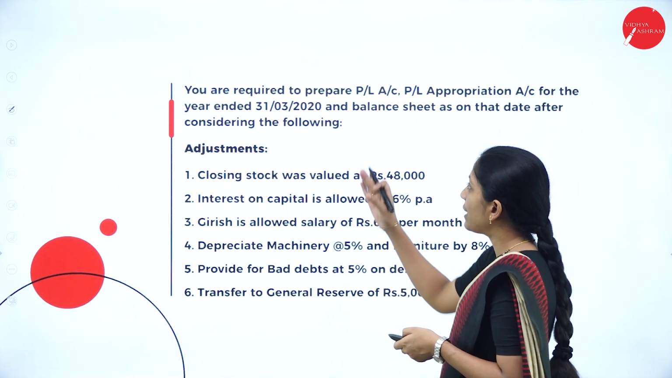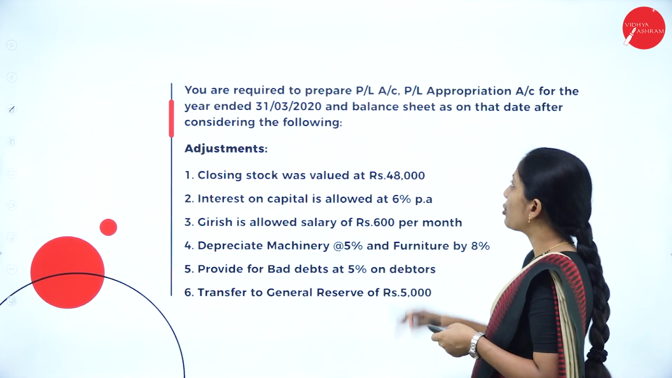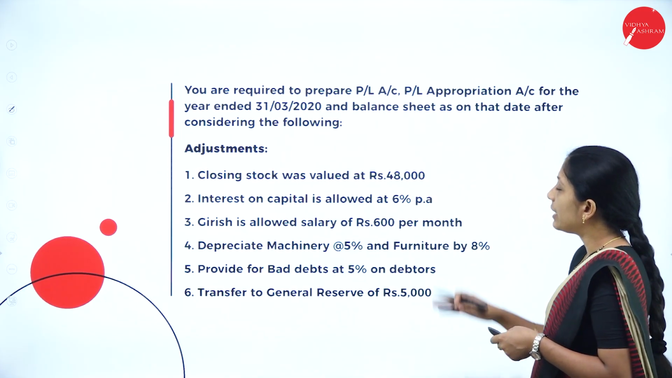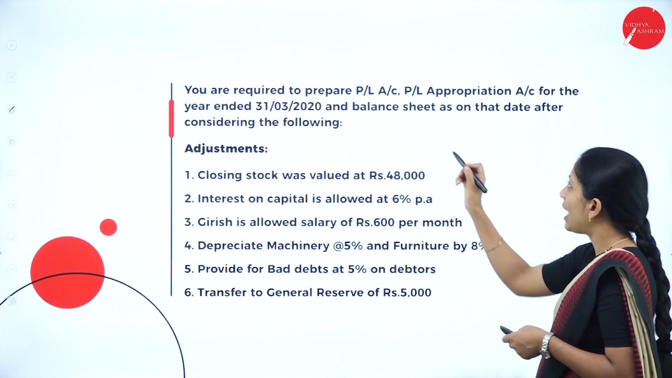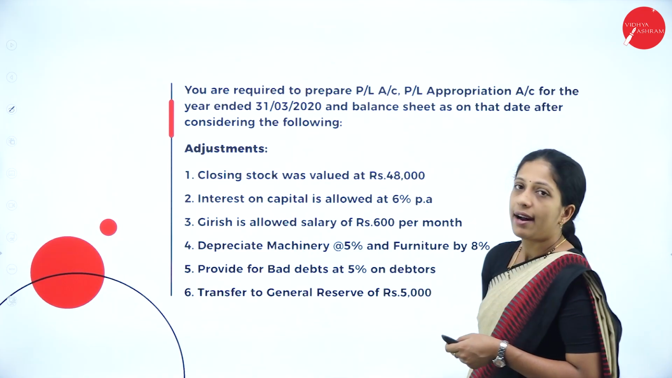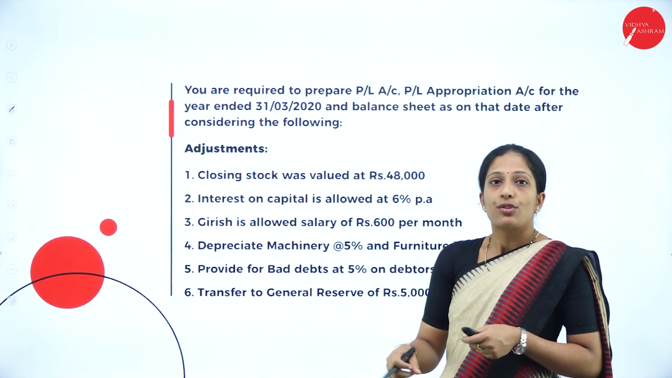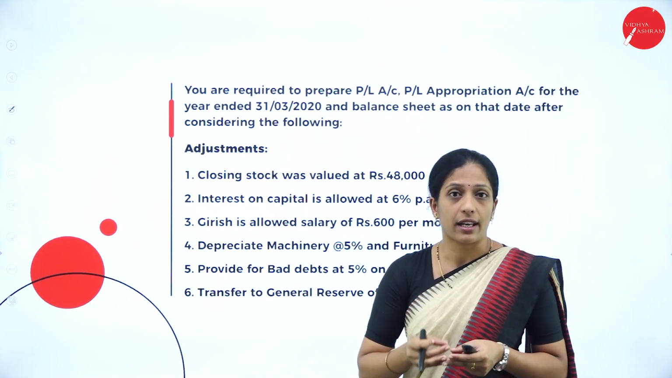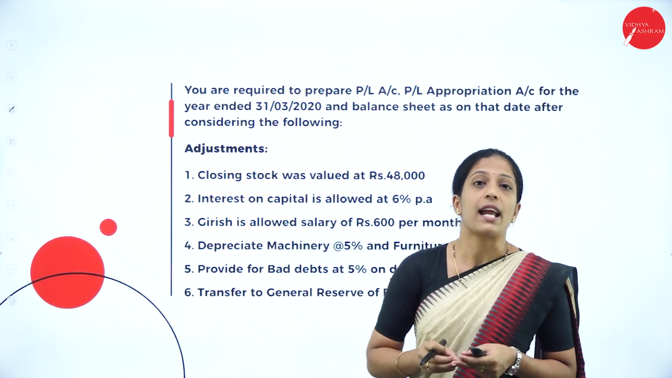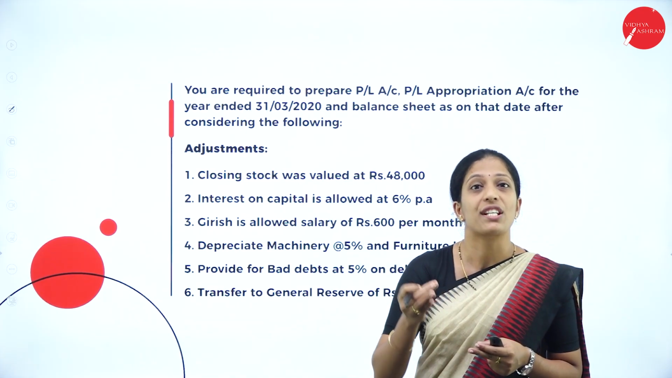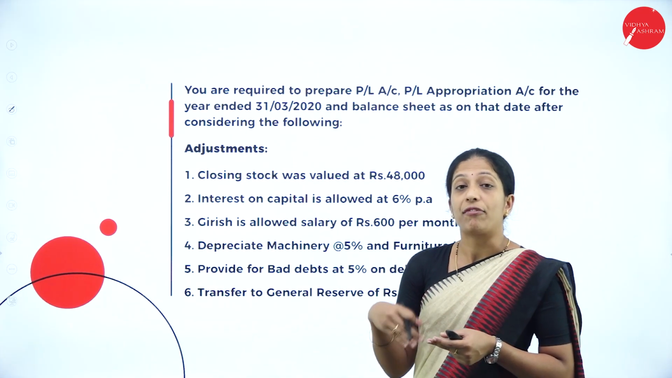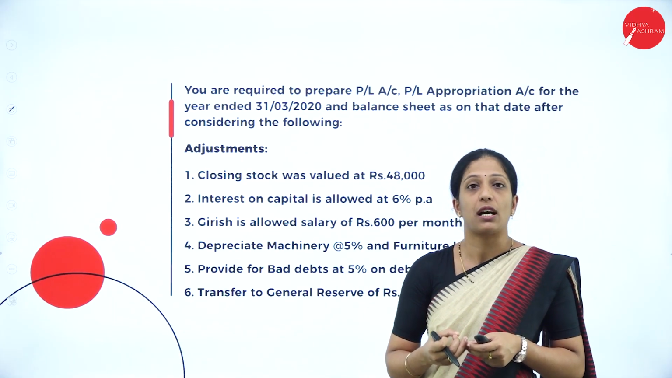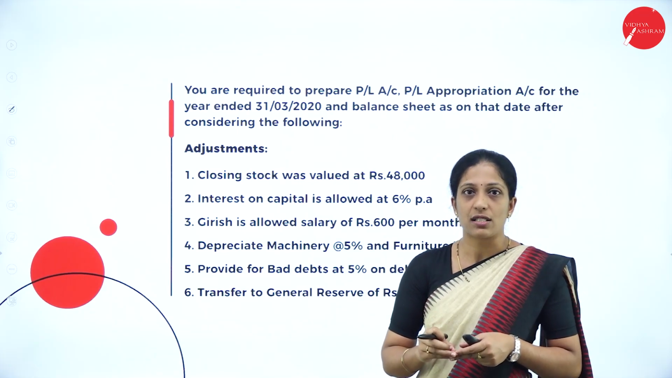Now let us see the adjustments here. So you are required to prepare P&L account, P&L appropriation account for the year ended 31st/3/2020 and balance sheet as on that day after considering the following. So you might wonder, I have told you to maintain 5 accounts, correct? So 5 accounting treatments you have to make, where you have to prepare your trading account, profit and loss account, profit and loss appropriation account, partners capital account as well as balance sheet.